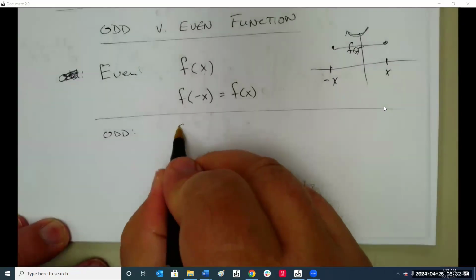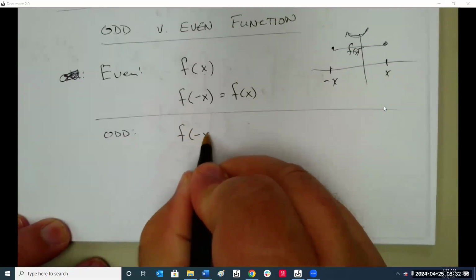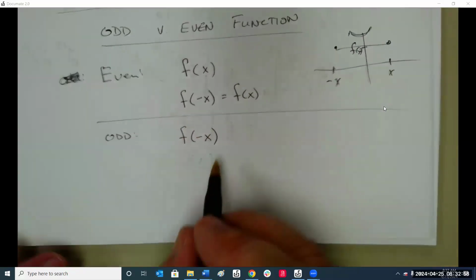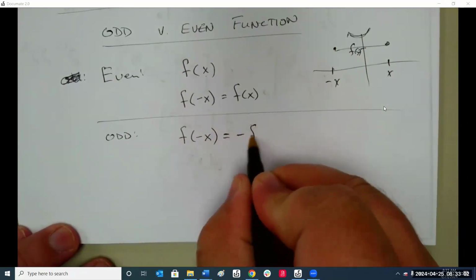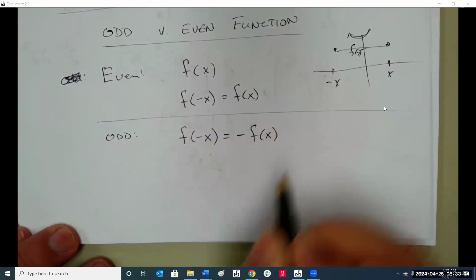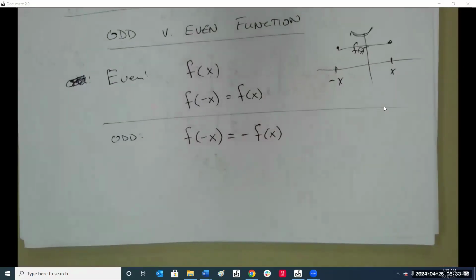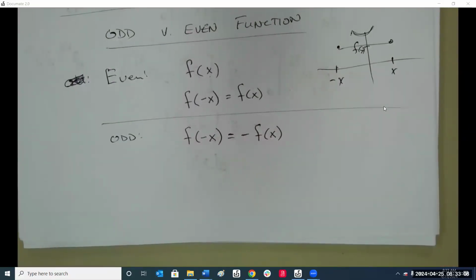Odd functions. If I change x to negative x, it changes the sign of the value. You'll have the same numbers, but the sign's going to change. Let's look at some examples of this.